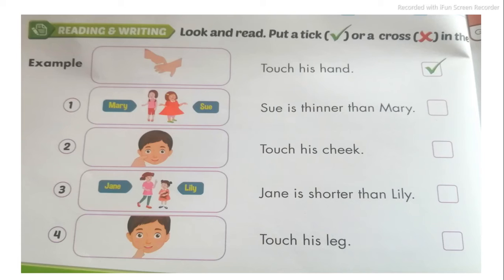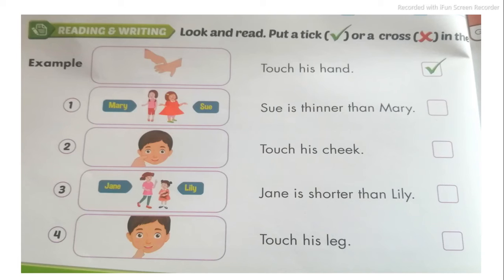Number 2, touch his cheek. Let's look at the picture. Yes, the boy is touching his cheek. So we need to put a tick in box number 2.